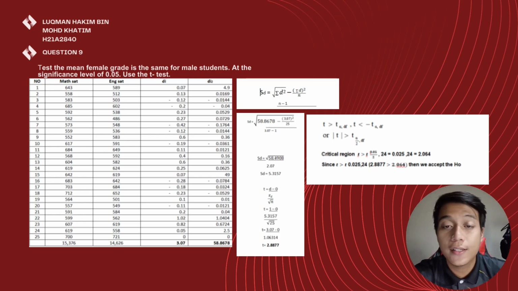After we got all the answers for the table, we insert the numbers into the formula given. The answer for DI and DI square we will use in this formula, and we will insert the numbers to find the answer of T. So the answer of T is 2.8877. That's all from me. Thank you.